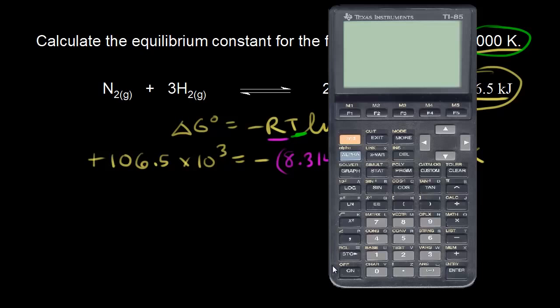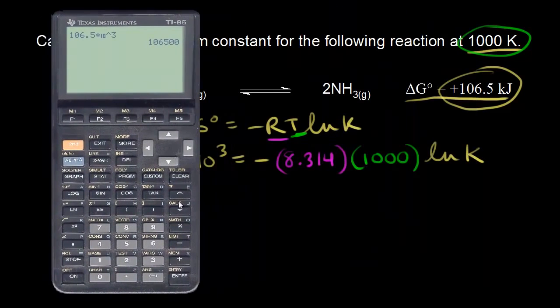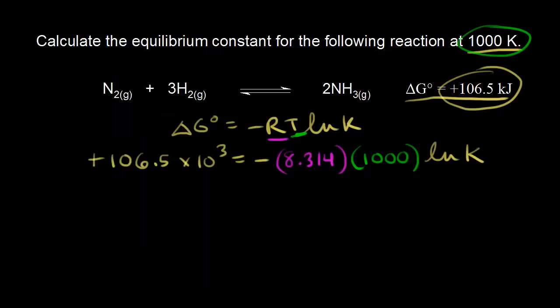So let's do the math there. We'll start with our delta G0, which is 106.5 times 10 to the 3rd. So we're going to take that value and divide it by negative 8.314. And then we need to divide by 1000, and that gives us negative 12.81. So we have negative 12.81 is equal to the natural log of the equilibrium constant.